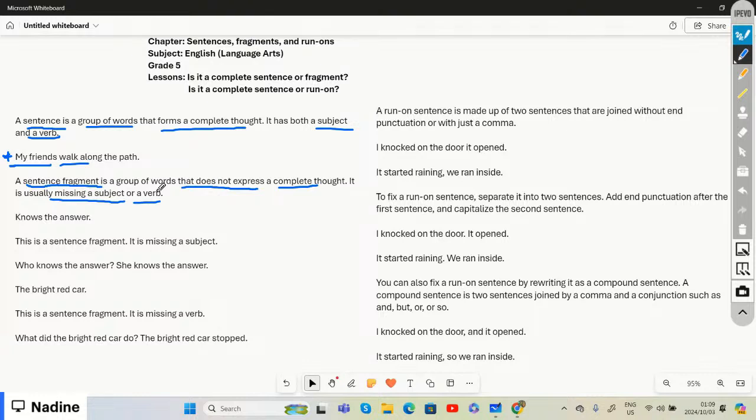We are doing sentences, fragments, and run-ons. That is what we're doing.